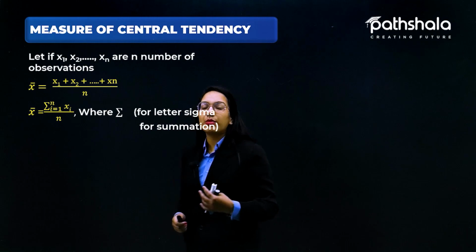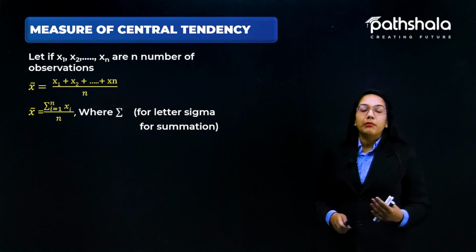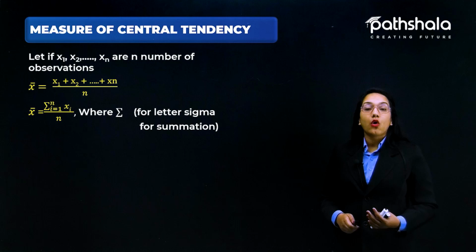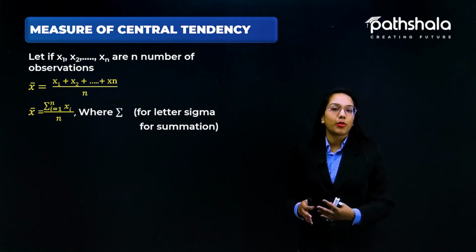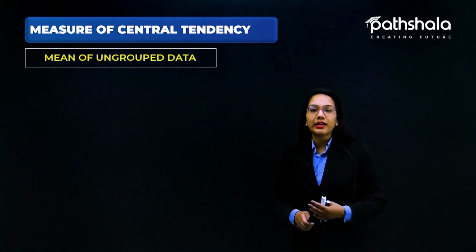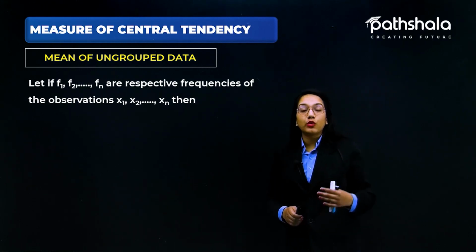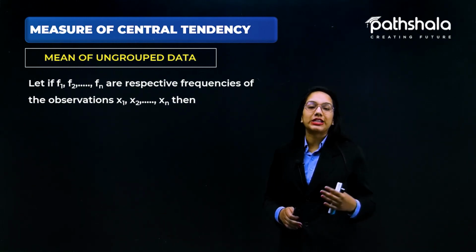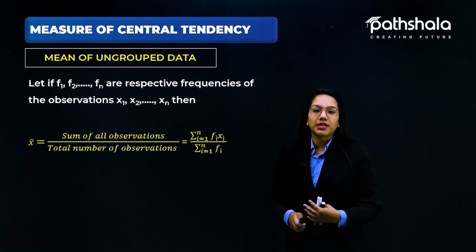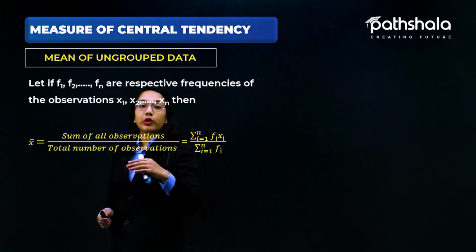So this is the way through which we can find the mean of any number of observations. But let us suppose we are also given the frequencies of these observations. What can we do in that case? Let's see how we can find that. For the mean of the ungrouped data, again, if f1, f2, f3 and fn are the respective frequencies of the observations x1, x2 and so on up to xn, then x bar is the sum of all the observations divided by the total number of observations.